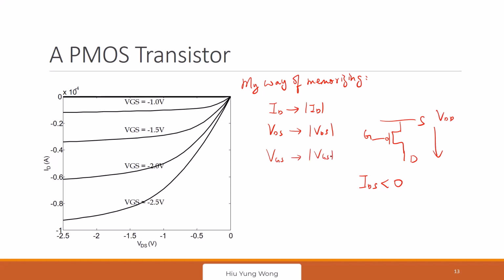VGS is large, it means VS is much larger than VG. Then I have a larger current. Right? So I'm going to do this. I just tell myself the absolute value of IDS is proportional to the absolute value of VGS minus the absolute value of VTP, squared, for example. Then I won't make any mistake, right? You have your own way, it doesn't matter, but just be careful about the sign. Is this okay?